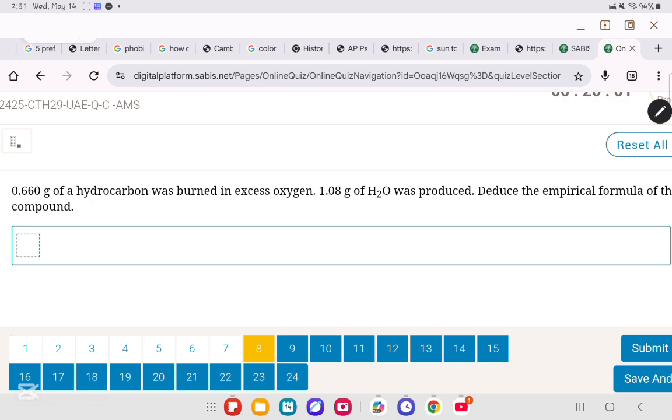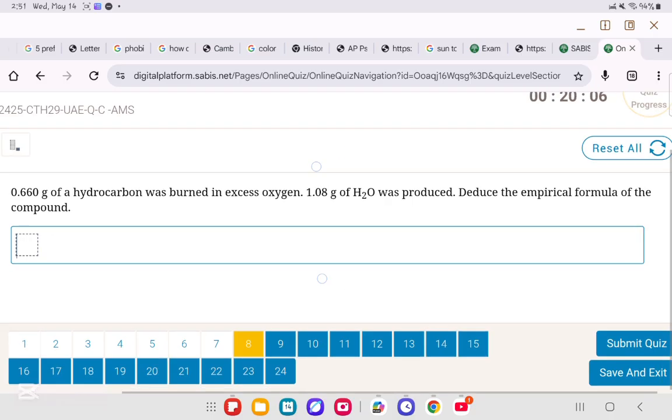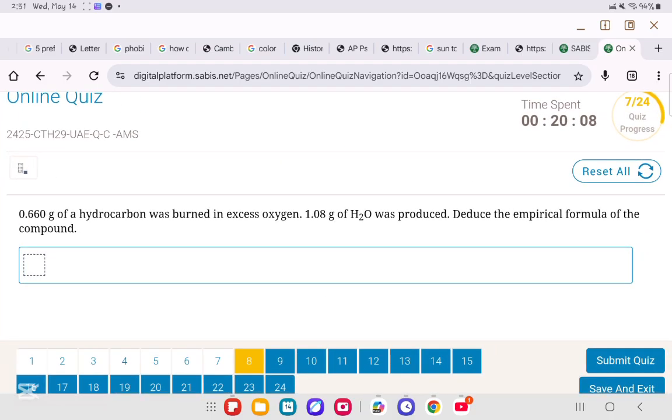This question may seem what? It may seem complicated, but it's very, very easy. Okay, 0.66 grams of hydrocarbon was burned in excess oxygen. That means all of the hydrogen and all of the carbon was used. 1.08 grams of H2O was produced. That means the mass of hydrogen before is equal to the mass of hydrogen after. Deduce the empirical formula of the compound.